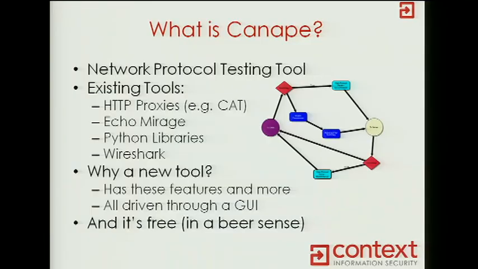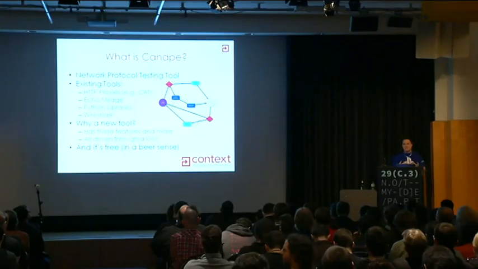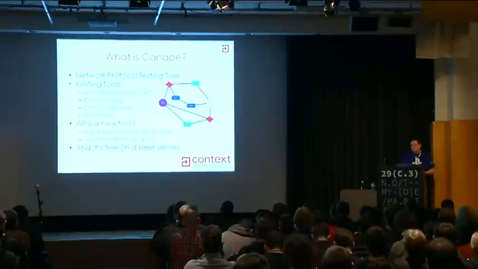So Canape has been out for about 12 months now. It is a free tool, free as in the beer sense. Unfortunately, the source isn't open, but it is written in .NET, and I've not obfuscated it, so it's fairly easy to find out how it works. And it's designed for network protocol analysis and network protocol manipulation.